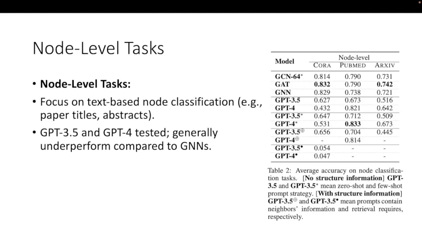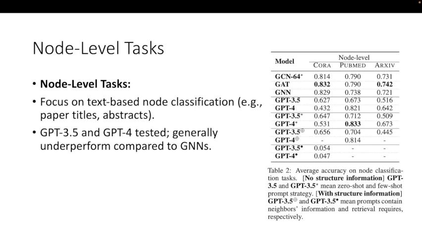The experiments were structured to assess LLMs' performance in 3 distinct areas: node level, edge level, and graph level tasks. This approach allows for a detailed analysis of how well LLMs can handle different types of graph-related information, from individual nodes and their connections to the broader graph structure.